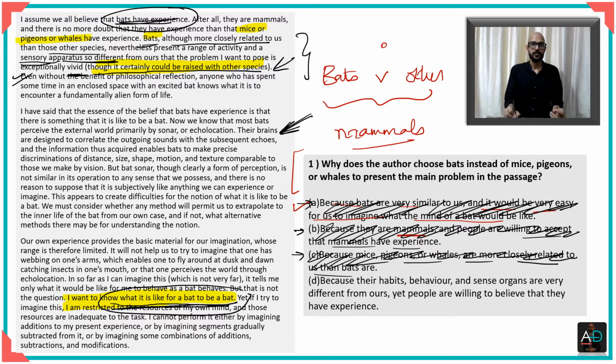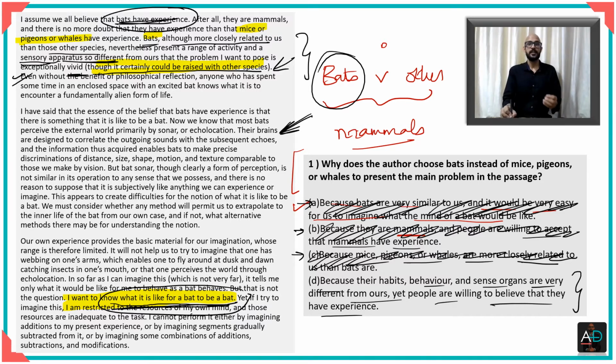That leaves us with option D. Let's have a look at what option D has to say. It says that because the habits, behavior, sense organs are very different from ours, yet people are willing to believe that they have experience. Yes, this is the right answer. We are saying that bats have experience, yet they are very different, and therefore bats are a good example for this. So I hope you get the idea.